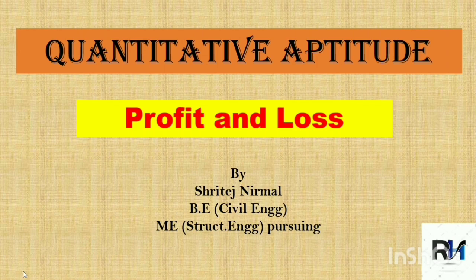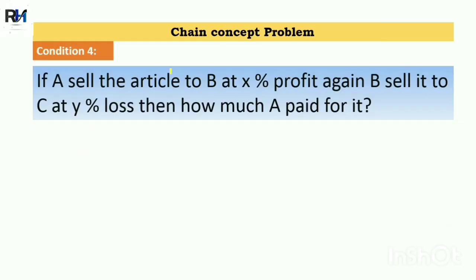In this video, we are going to discuss another main condition in profit and loss, on which questions are asked for 1 mark in SSC exams or the railway exams. So we will discuss this condition. If A sells the article to B at X% profit, and again B sells it to C at Y% loss, then how much did A pay for it? This is the statement. Now we will represent the statement.